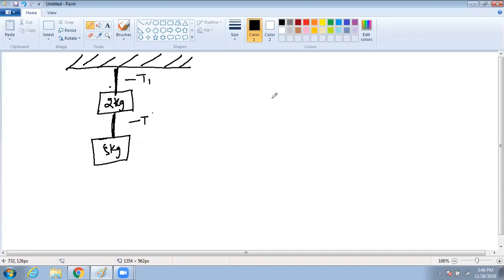Clear? Now, we have seen how to draw the free body diagram. If I draw the free body diagram, one will be like this: 2 kg, and there is another body. I'm putting this as T. This is also T. And the next will be.